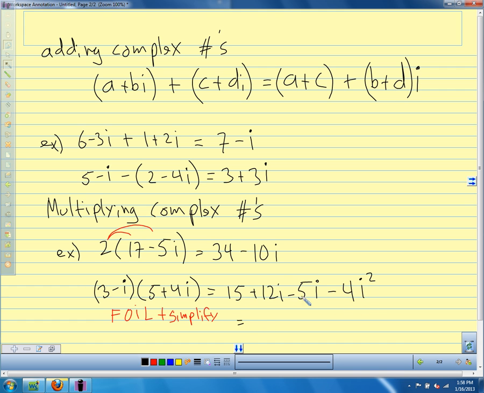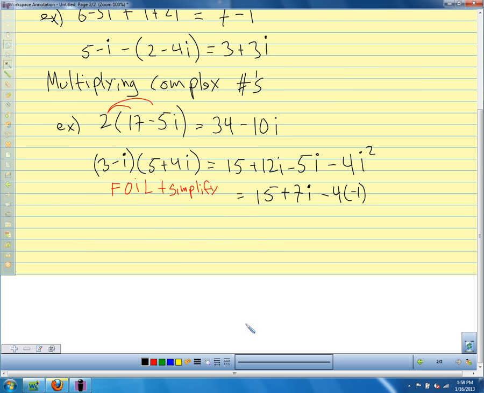So I'm going to combine the parts with the i. So I get 15 plus 12i minus 5i is 7i. Minus 4i squared is what? Negative 1. So I'm writing more steps than you really need to, but 15 plus 7i plus 4. So I get 19 plus 7i.